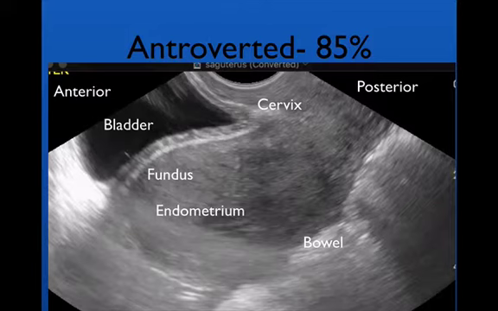So this is what we would see in a still view. We would see cervix posteriorly, bladder anteriorly. We would follow the cervix out to the fundus of the uterus by watching the stripe of the endometrium. And relative to surrounding bowel, the uterus and the ovaries will look hypoechoic because the bowel is a gas-filled structure.